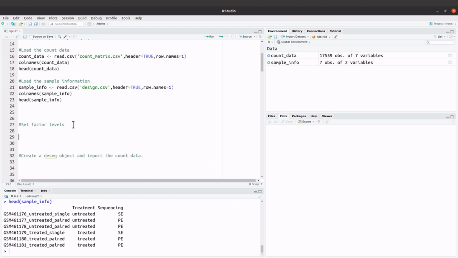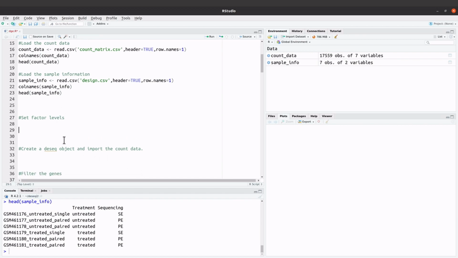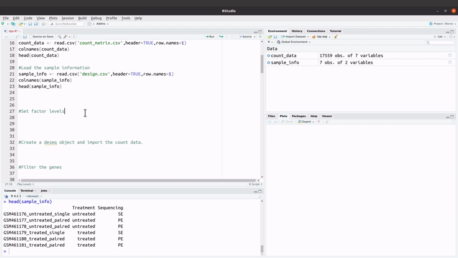So we are going to use that information here, and then DESeq will run the analysis for us. So let's look at how to set the factor level. So in this tutorial, in this experiment, we have two factors. So we are going to do a multi-factor analysis.